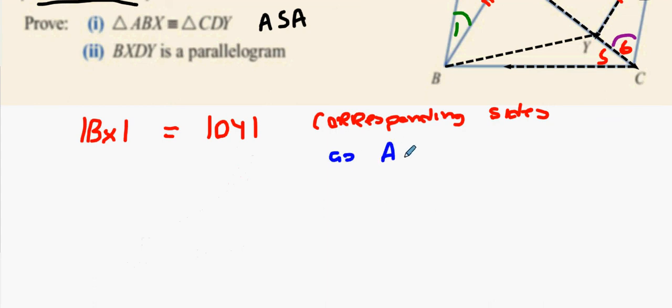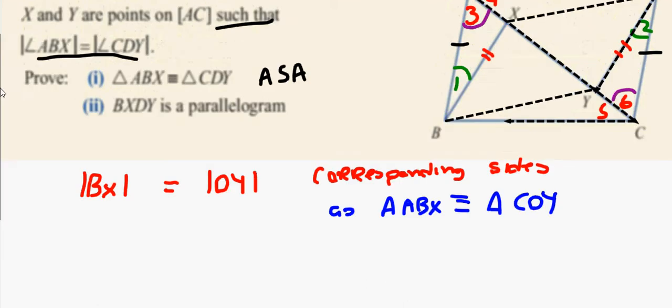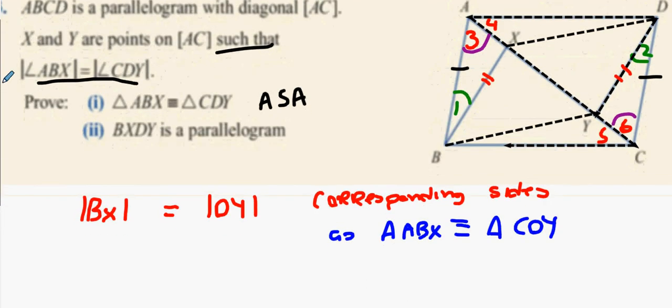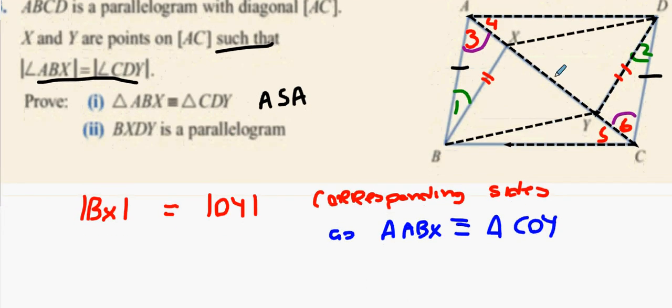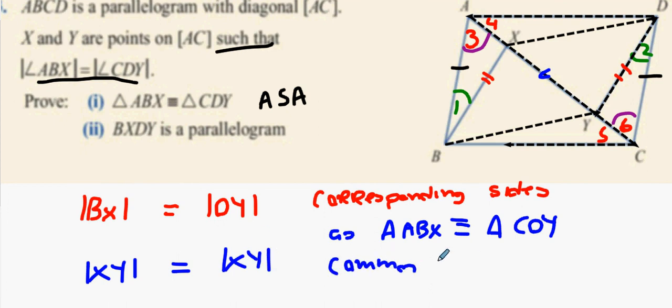As triangle ABX is congruent to triangle CDY, what we proved in part 1, they also have a common side, don't they? What's the common side? Common side is XY. So I have XY equals XY, and all we have to write down there is what? Common side, alright? Now here's the hard part.